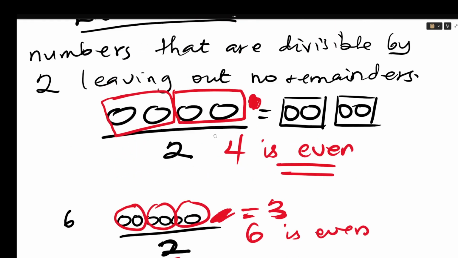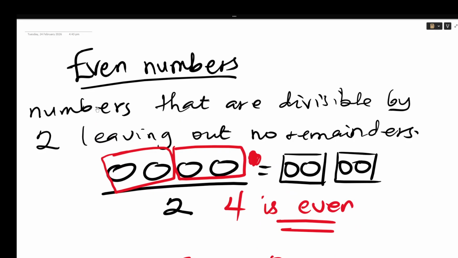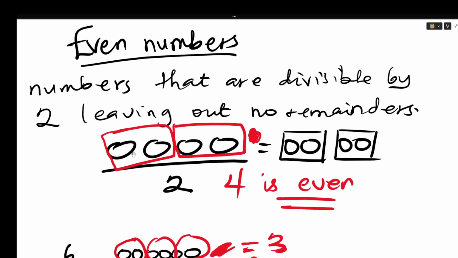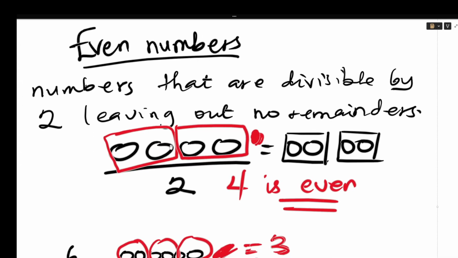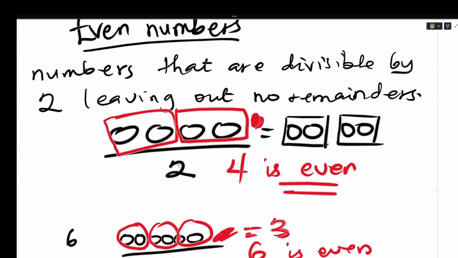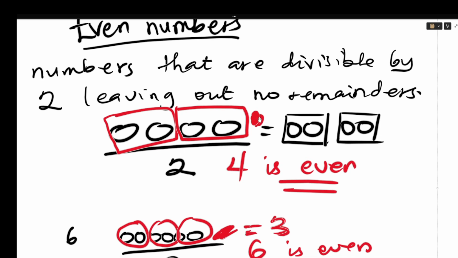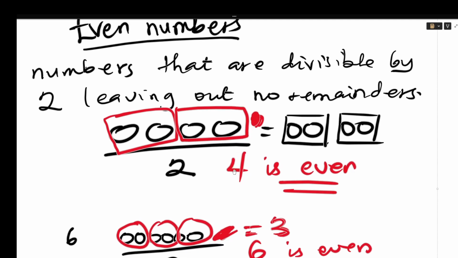So to quickly go through even numbers, these are numbers that are divisible by 2 without leaving any remainders. So we tested with 4. We had 4 oranges, 4 circles, and we decided that we are going to group them in twos. And after grouping them in twos, we found out that there was no remainder left. Therefore, the number 4 is even.